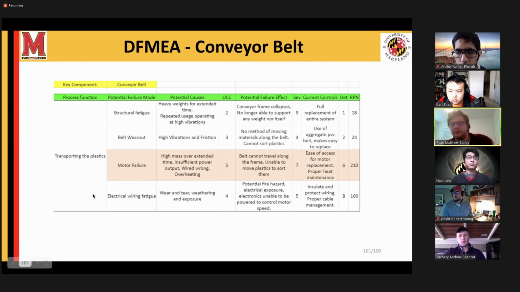So now we're going to go over the DFMEA analysis for our product. The failure mode with the highest risk priority number in the conveyor belt was the motor failure. The motor is the driving force that powers the pulleys located in the belt, and if it were to fail in any way, it would cause complete shutdown of the whole belt system. What makes it so risky is it is not easily detectable compared to some others, and its severity is moderately high if it were to fail.